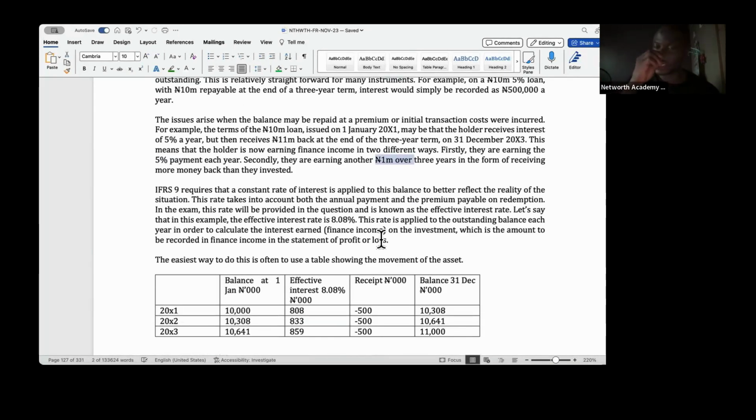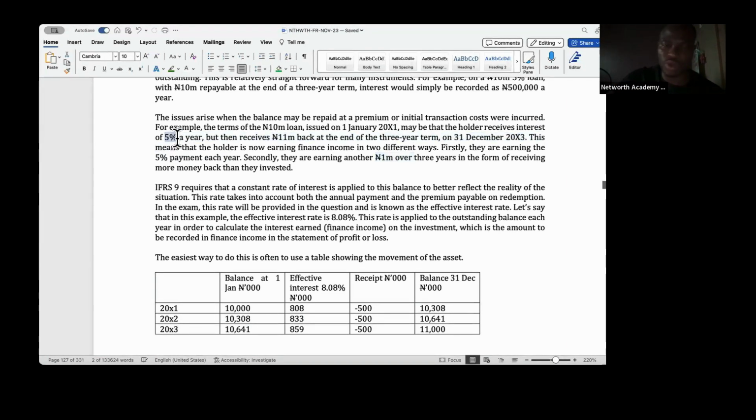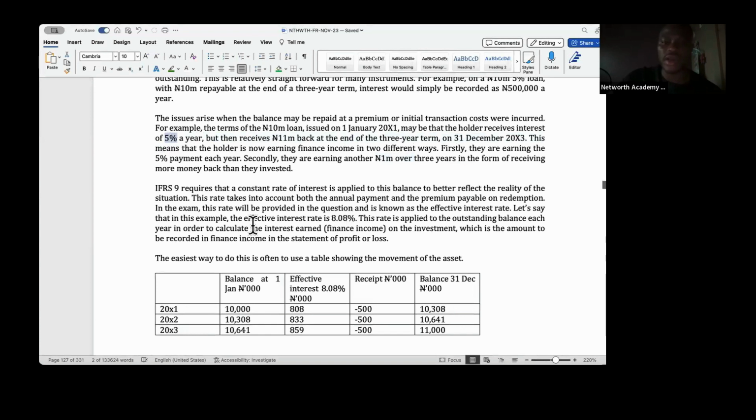So whenever you see in an exam where they give you the normal rate, we call this the coupon rate or nominal rate, and they now give you an effective interest rate, just know that it means the guy has made extra income. In addition to that nominal, he's also making additional income that they also want you to recognize. In this case, it has to be 8.08%. Don't bother about how they calculated it, because they will just give you.